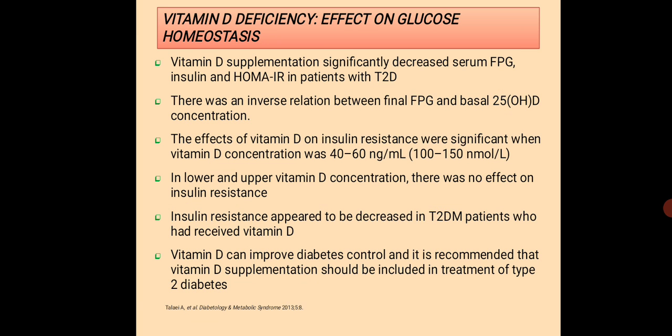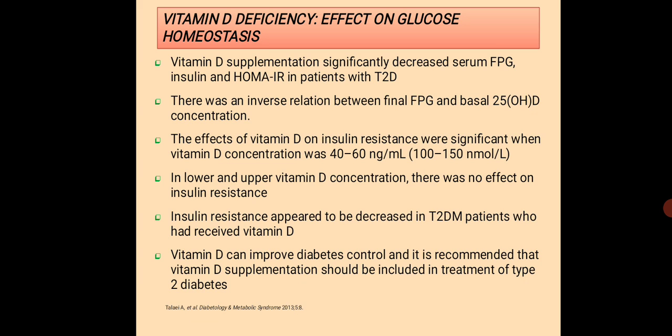Vitamin D deficiency effect on glucose homeostasis. Vitamin D supplementation significantly decreased serum fasting blood glucose, plasma glucose, insulin and HOMA-IR in patients with type 2 diabetes. This is the conclusion. There was an inverse relation between the final fasting plasma glucose and basal 25-hydroxy vitamin D concentration.